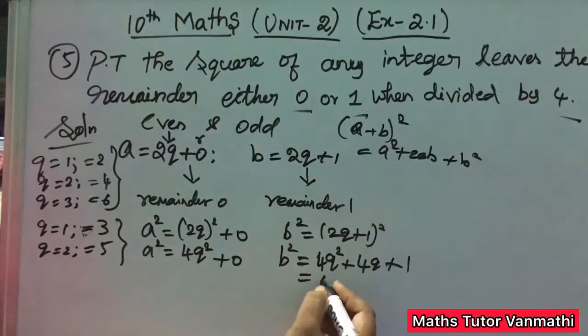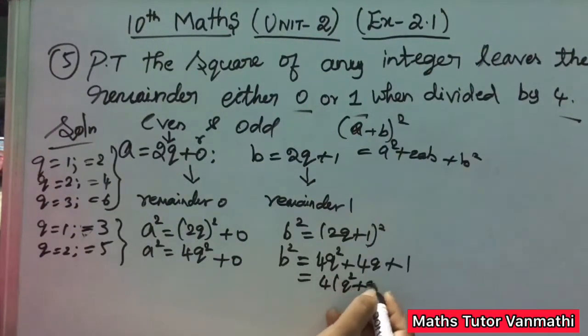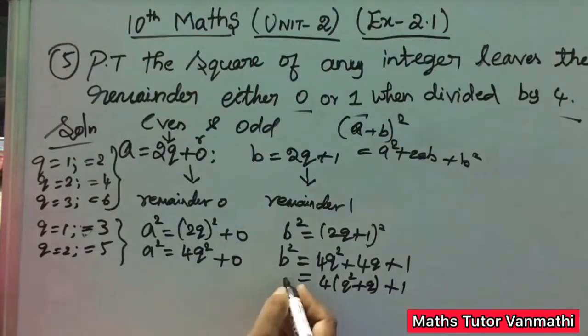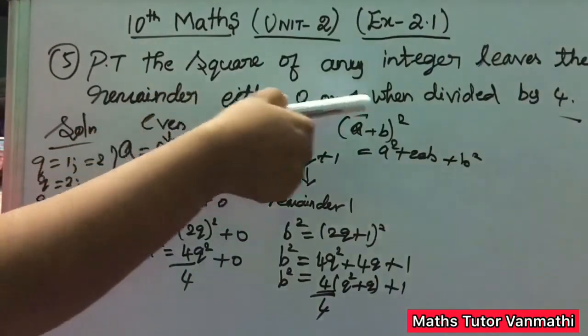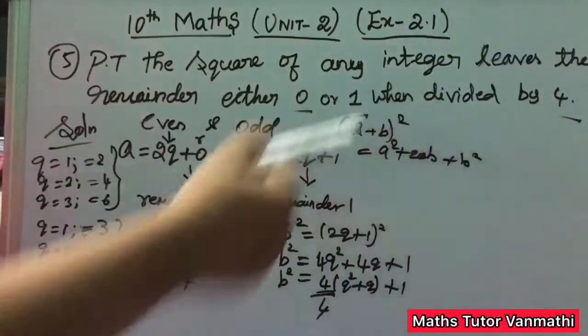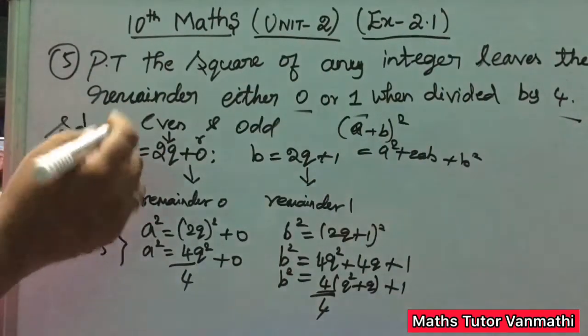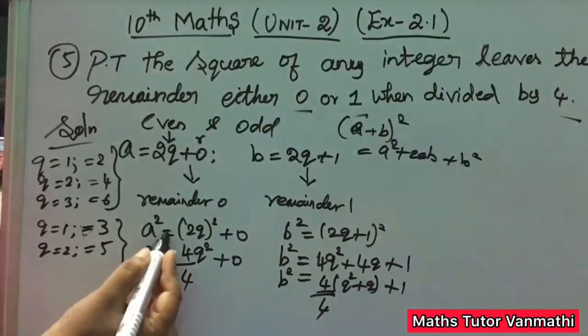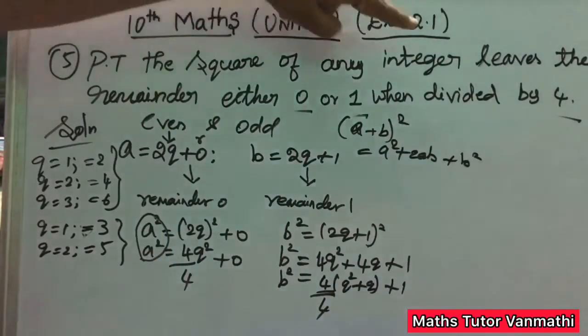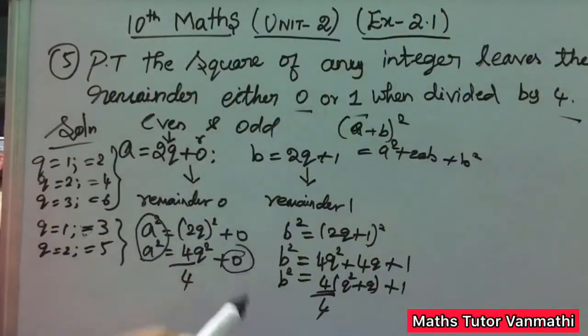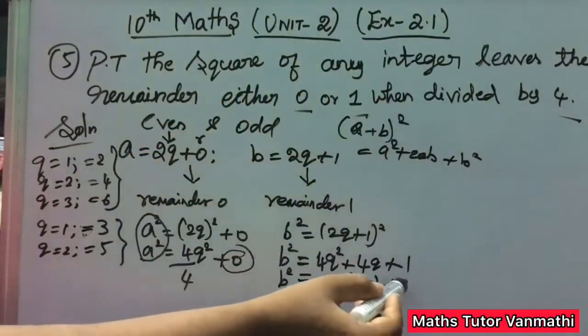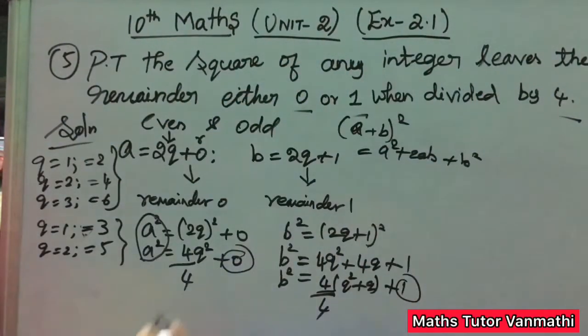Okay. Taking 4 common, you get 4 into q square plus q, and plus 1. So this can be divided by 4 and this also can be divided by 4. What is the question? Either 0 or 1 remainders when divided by 4. From this we can say that the square of any integer, here we are squaring for that only, leaves the remainder 0 or 1 when divided by 4. Hence it is proved. Clear? Next problem.